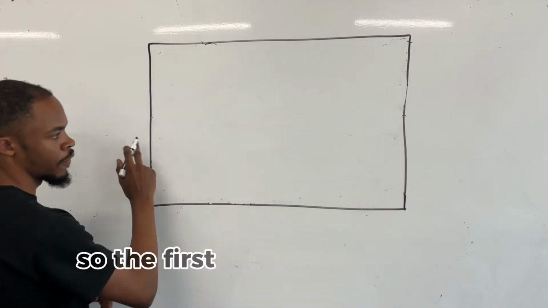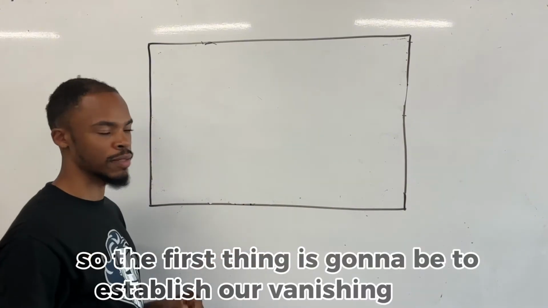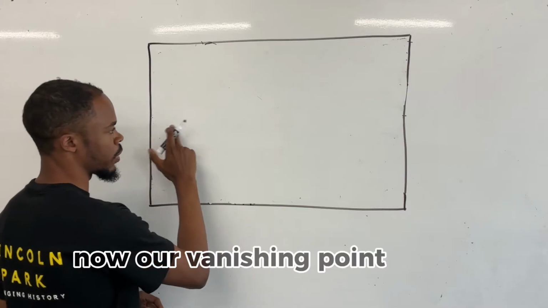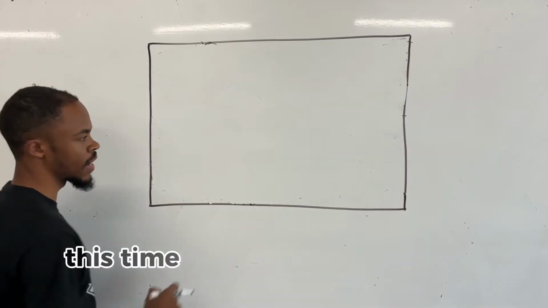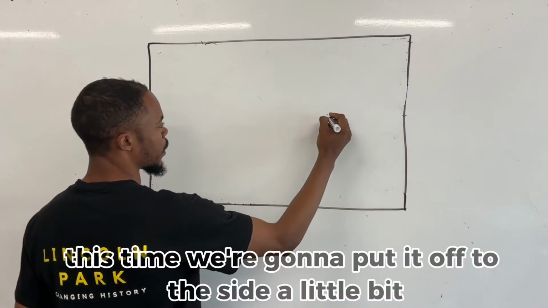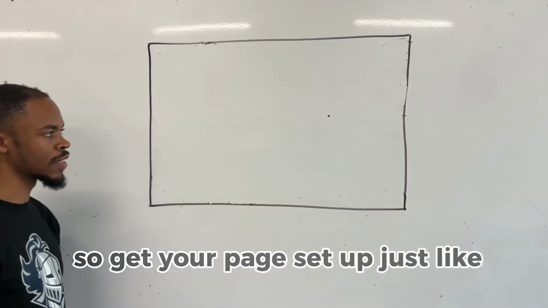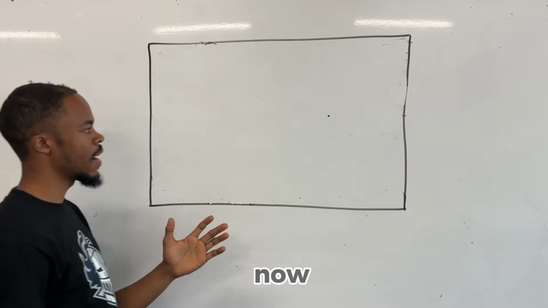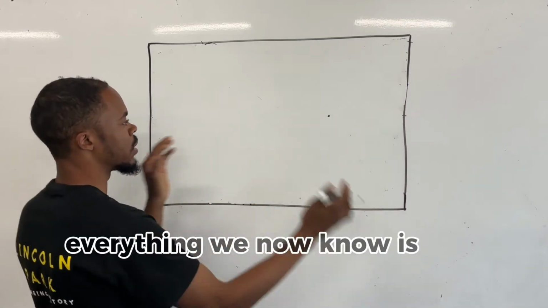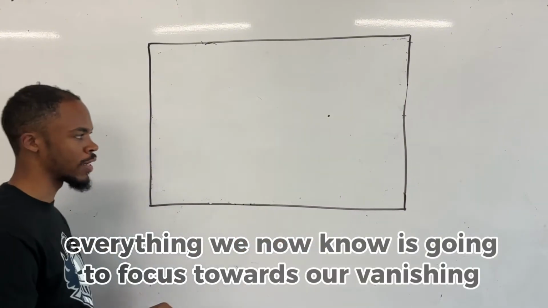All right, let's try it for real. So, the first thing is going to be to establish our vanishing point. Now, our vanishing point, we put in the middle before. This time, we're going to put it off towards the side a little bit. Here's our vanishing point. So get your page set up just like this. Now, everything we now know is going to focus towards our vanishing point.